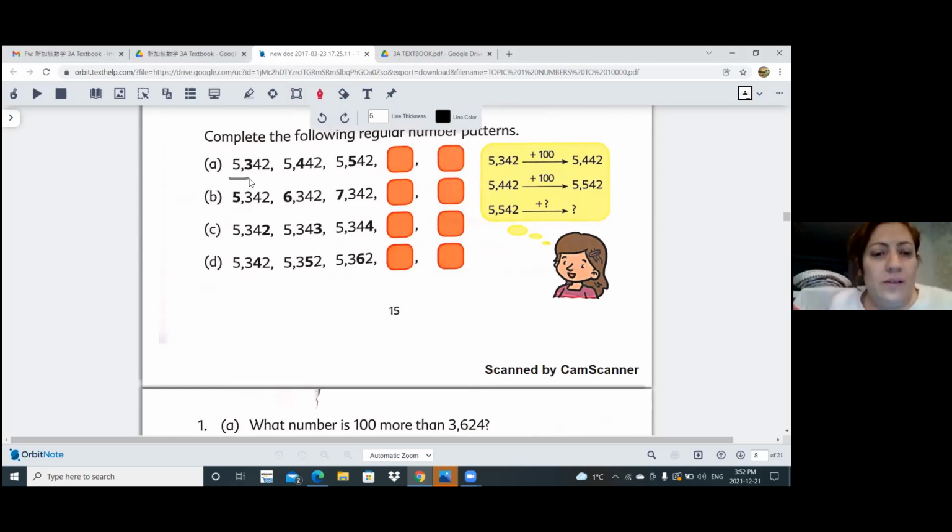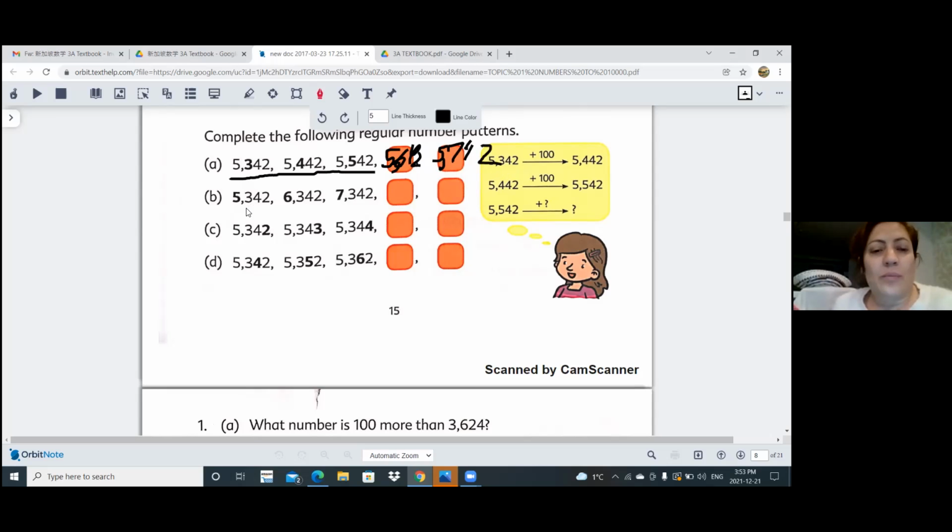Arthur, read these numbers for us. 5,342. 5,442. 5,542. Stop right there. Arthur, get ready to answer this question. Is this an increasing pattern or a decreasing pattern? This is an increasing pattern. What is it increasing by each time? 100. So what will be the next two numbers? 5,642. And the next one? 5,742. Excellent, thank you.